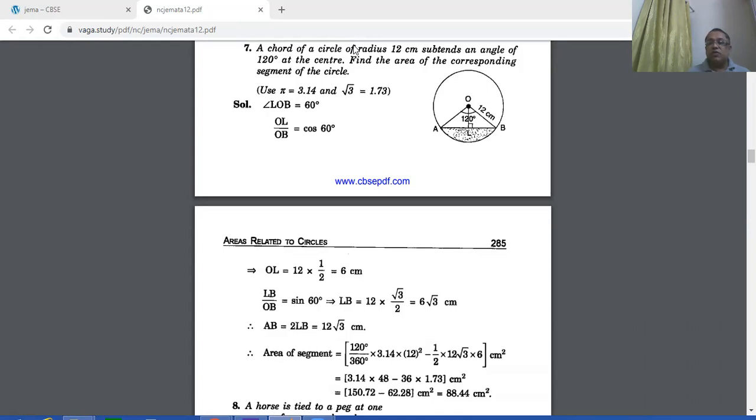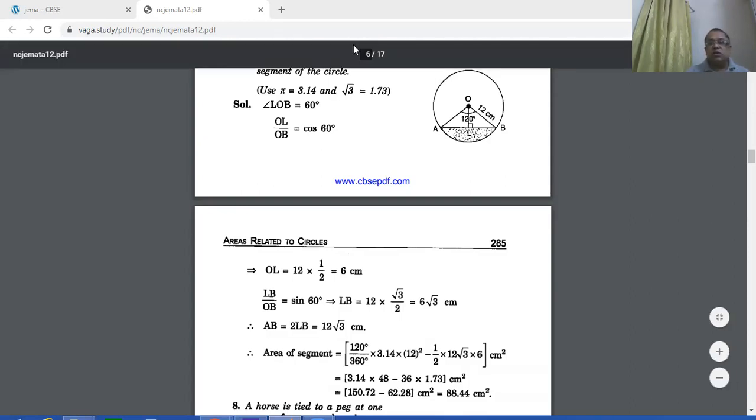So that is why we are going to use here, of course this gets cancelled. So this is 6 into 12, and sine 120, remember, is root 3 by 2. So this gets cancelled. 6 into 6, you get 36 root 3, right? So this is also the same thing, 36 root 3. So 36 into root 3 value, they have given 1.73. I'm going to calculate that. I get 62.28. So finally, we get the answer 150.72 minus 62.28 as 88.44. So that will be the answer for this question.